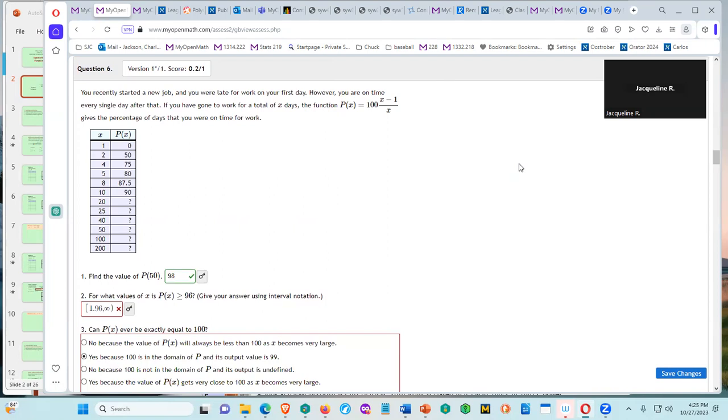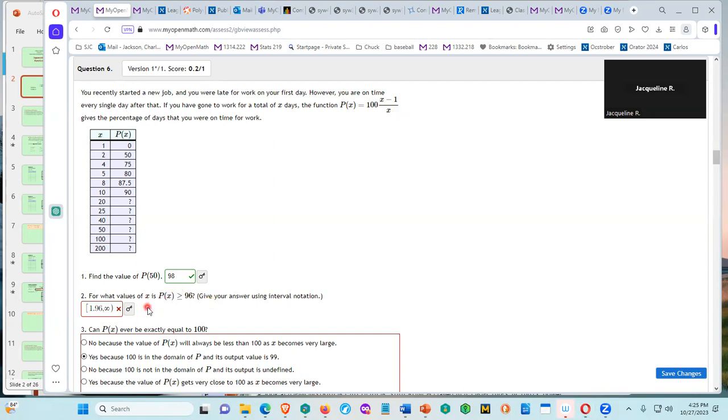Okay, so let's see what happened here. You recently started a new job. You were late for work on your first day. However, you are on time every single day after that. If you have gone to work for a total of x days, then the function p of x equals 100 times (x minus 1) over x gives the percentage of days that you were on time for work. Find the value of p of 50. So you got that. You substituted the 50 in for x there and there and got 98.